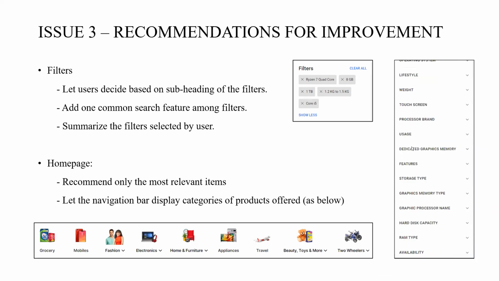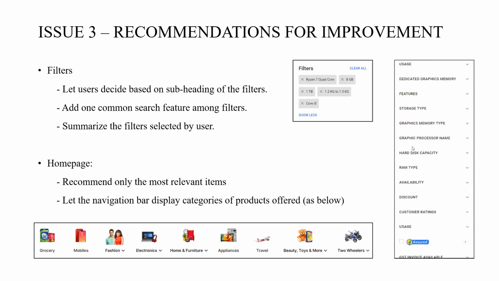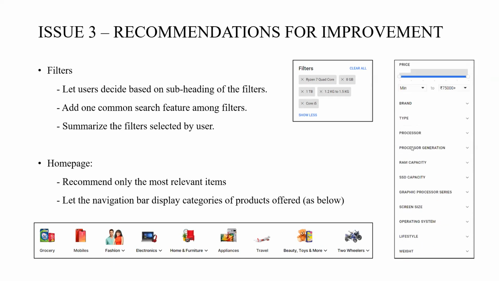Coming to the homepage, they can reduce the number of recommendations and try to keep a minimalist design. The navigation bar can display only the categories of products they sell, highlighting what exactly the website offers to the people.